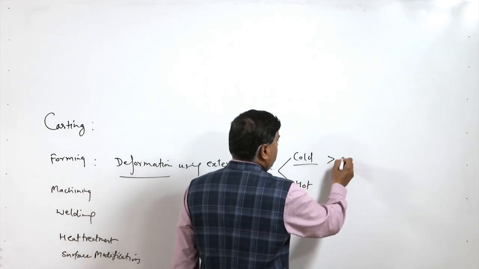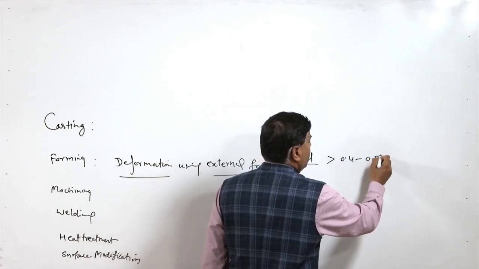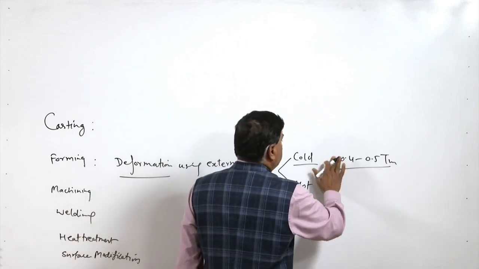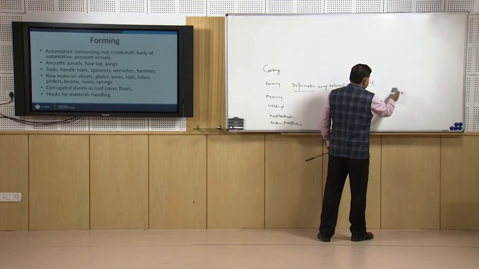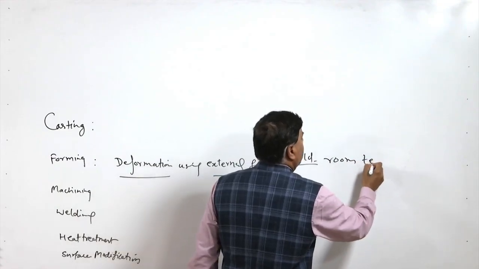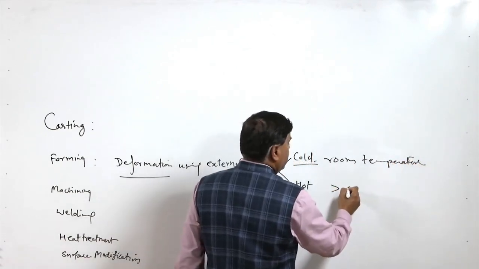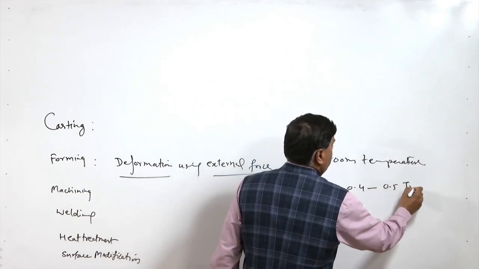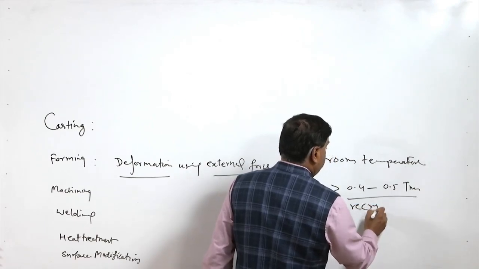Hot forming is generally carried out above 0.4 to 0.5 times the melting point, that is, the recrystallization temperature. Cold forming is done at room temperature, and hot forming is carried out above 0.4 to 0.5 times the melting point. So, this is the recrystallization temperature.